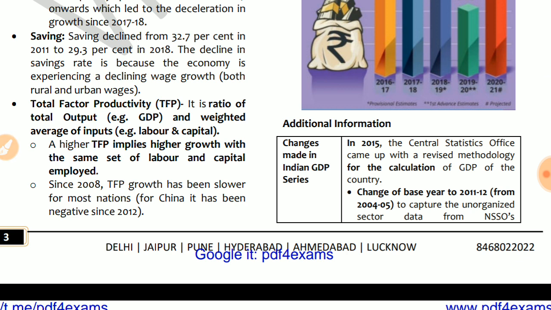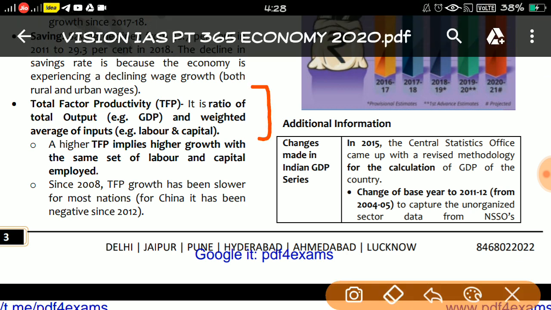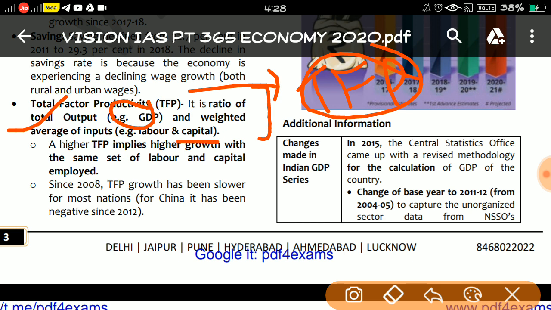Insofar as total factor productivity is concerned, what is this TFP? Total factor productivity is the ratio of total output, that is the GDP, and the weighted average of input, that is labor and capital. So total output upon total input. This is known as total factor productivity. Productivity itself is output upon input, but total factor productivity is the output upon the weighted average of input, that is labor and capital.